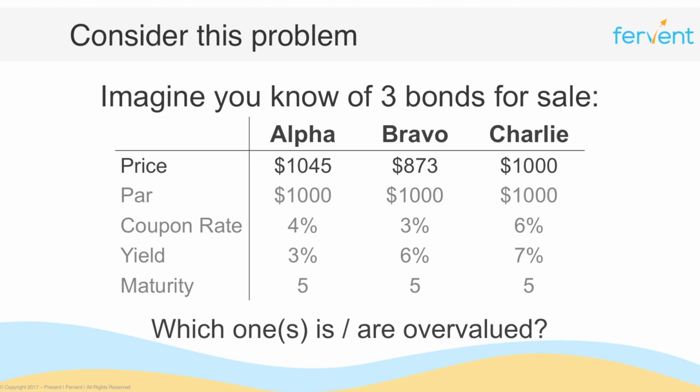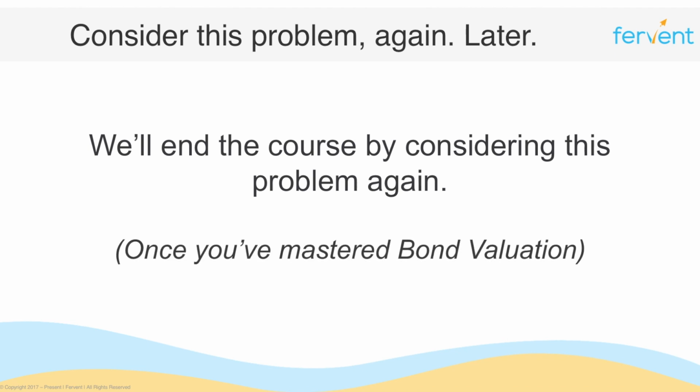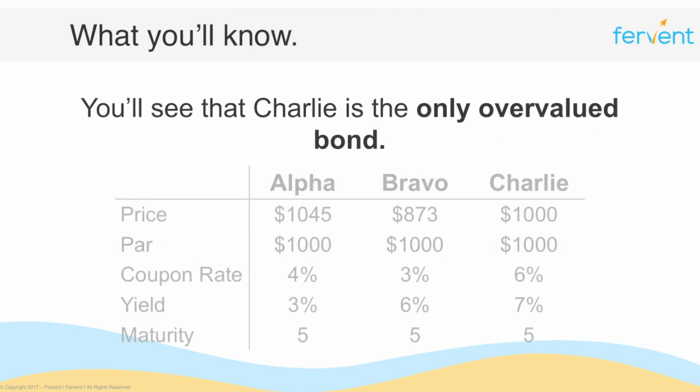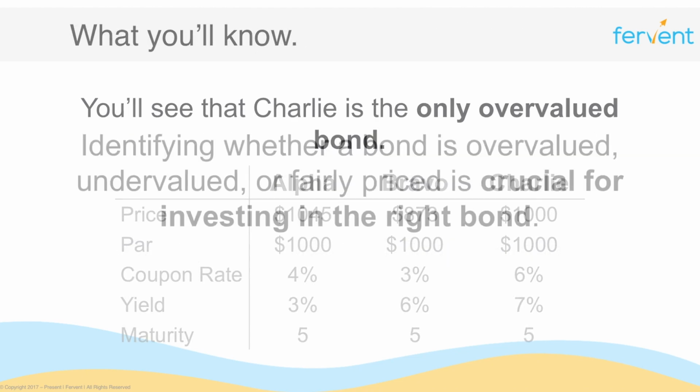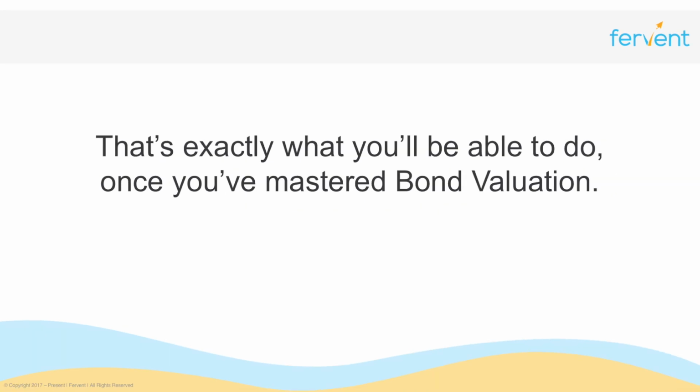So we're going to consider this problem again at the end of the course, once you've mastered bond valuation. And what you'll see is that Charlie is the only bond that's overvalued. Identifying whether a bond is overvalued or undervalued, or even fairly priced, is crucial for making the right investment decision. And that's exactly what you'll be able to do once you've mastered bond valuation.